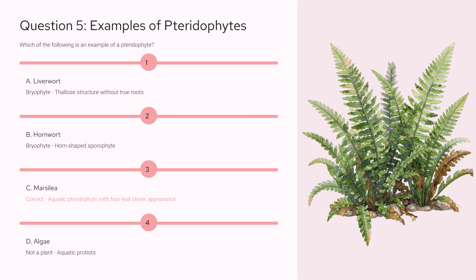Question 5. Examples of pteridophyte. Which of the following is an example of pteridophyte? A. Liverwort, bryophyte, thallus structure without true roots. B. Hornwort, bryophyte, horn-shaped sporophyte. C. Marsilea, aquatic pteridophyte with four-leaf clover appearance. D. Algae, not a plant, aquatic protist. So the correct option is option C, that is Marsilea.